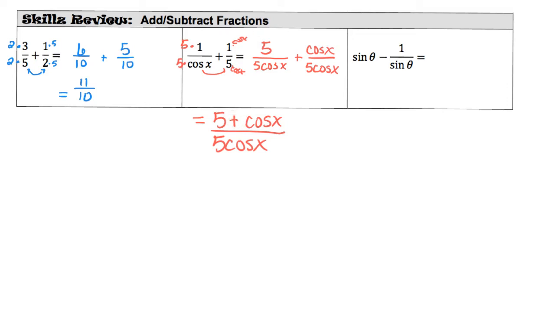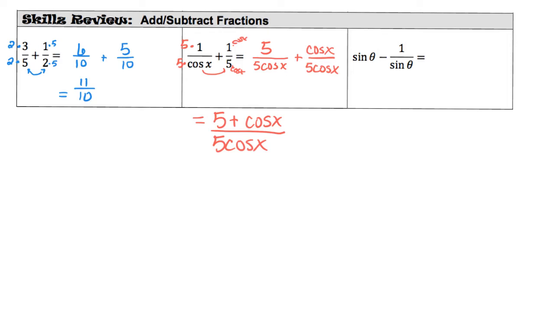So I cannot simply cross out the cosines because cosine is not a factor of the numerator. It is a combination of the numerator. So I have 5 plus cosine of x divided by 5 cosine of x. And again, the 5's cannot cancel and the cosines cannot cancel because I have this addition here, and so the 5 and the cosine are not factors in the numerator.